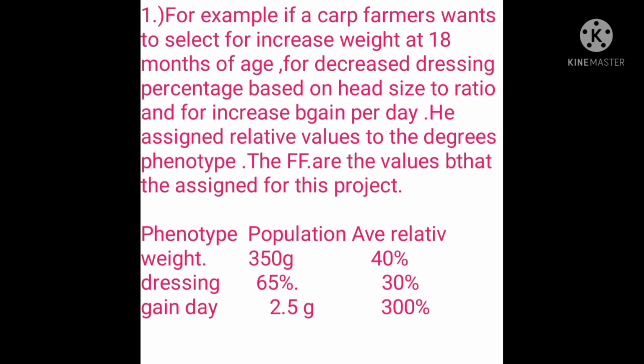Module 4.1. For example, if a cow farmer wants to select for increased weight at 18 months of age, for dressing percentage based on head size ratio, and for increased gain per day, he assigned relative values to the phenotypes. The following are the values that he assigned for this project. Phenotype niya is weight, dressing, gain din. Population average relative 350 grams, 65%, 2.5 grams. Average relative niya is 40%, sa dressing is 30%, gain per day is 300%.